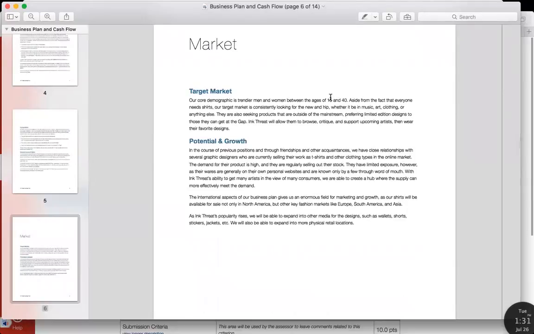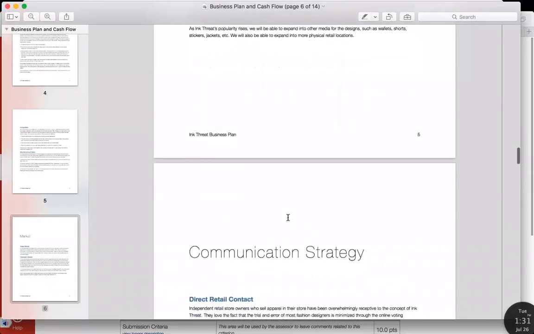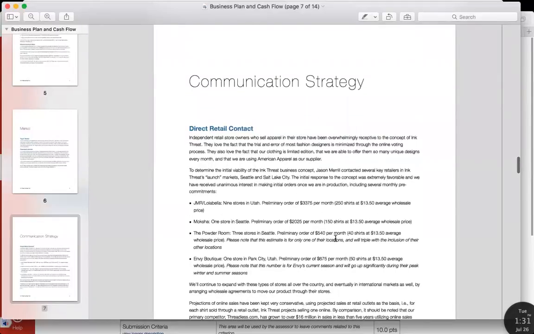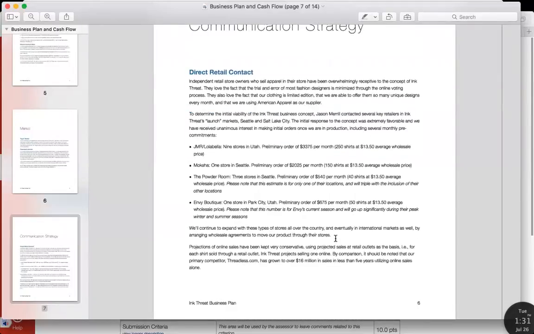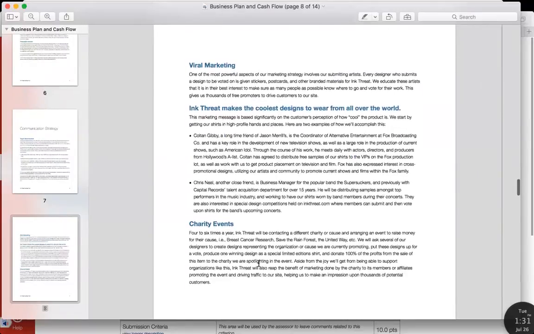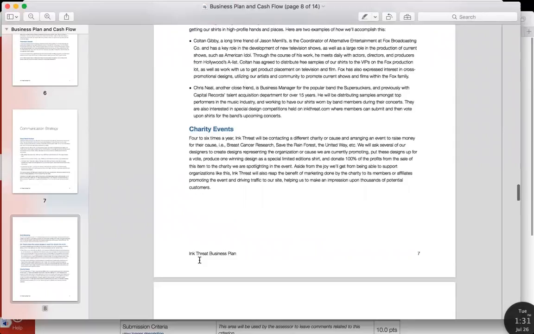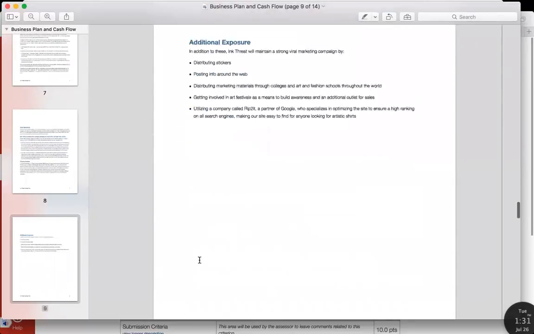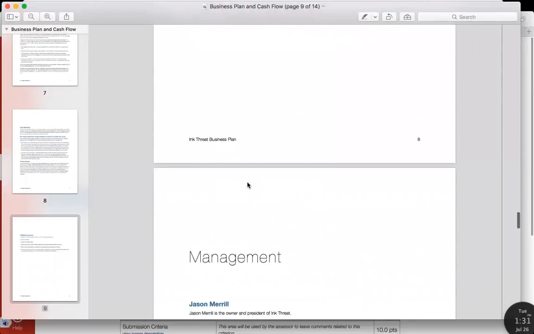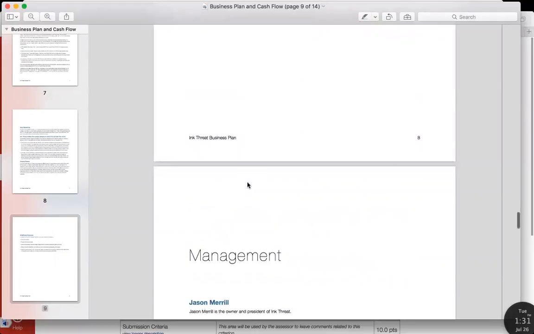The target market I'm going for, which we'll be talking about quite a bit today, target markets. What do I think is the potential and growth for this? So why am I going to succeed in this business? The communication strategy. So this would be your marketing and sales. How do I plan on getting these out there? And I had direct retail contact, viral marketing, charity events. I had a couple of insiders in the film and television and the music industry. They're going to be working with us. That's additional exposure. So again, that would be kind of like your marketing and sales section.